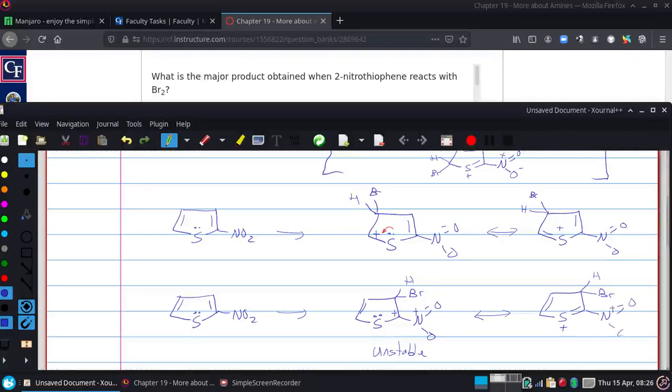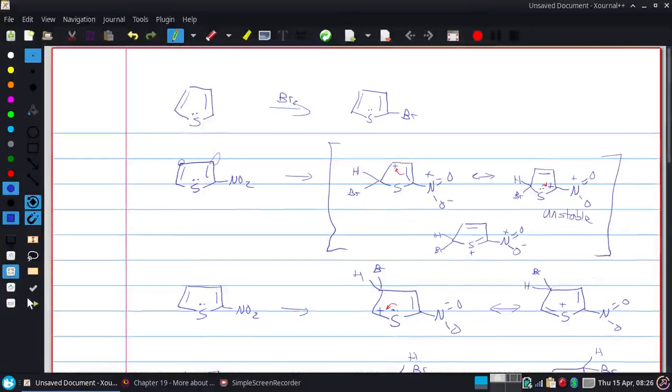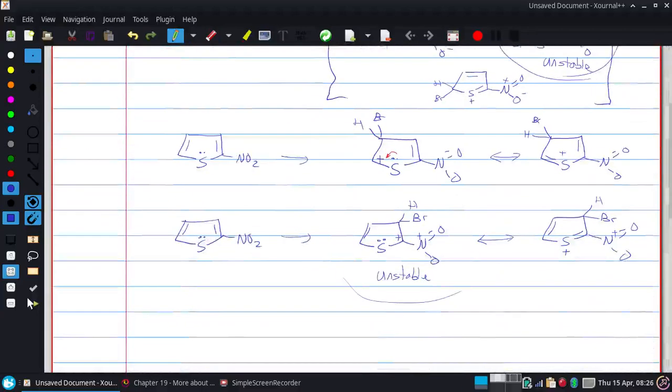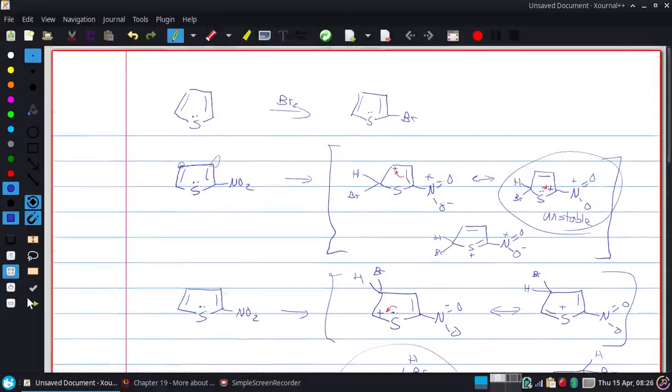But because of this unstable contributor, we actually know that that's the one that's going to lead us to our favorite product. So our product we're going to expect from this reaction, with a nitro there, is nitro here, bromine actually there. That would be our major product because it is what we get from the most stable resonance contributor or complex.